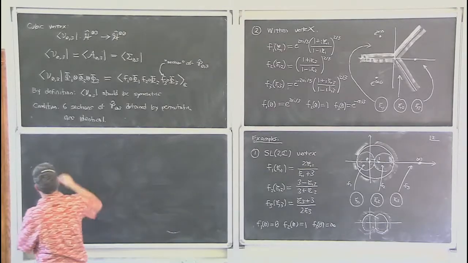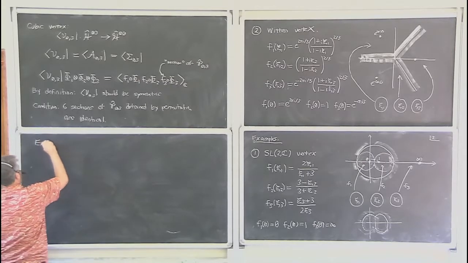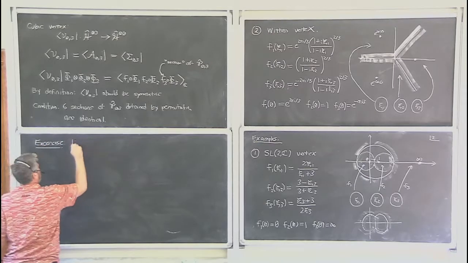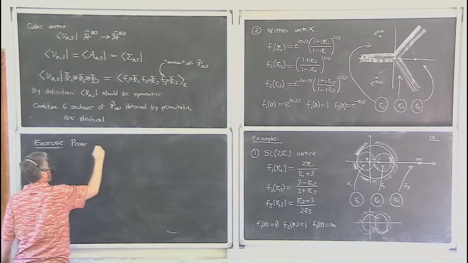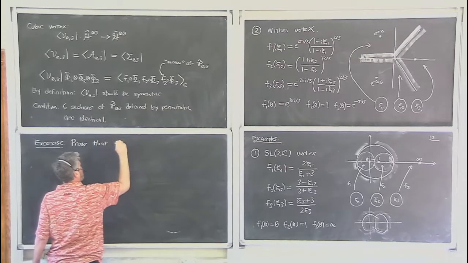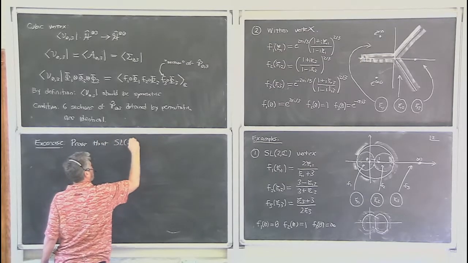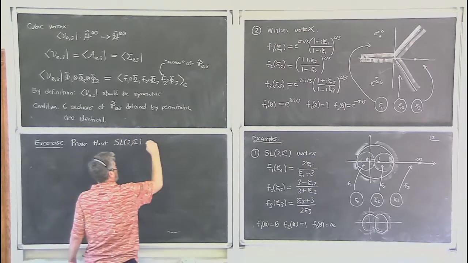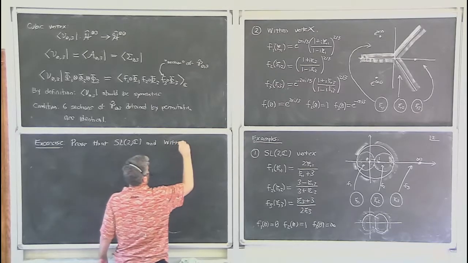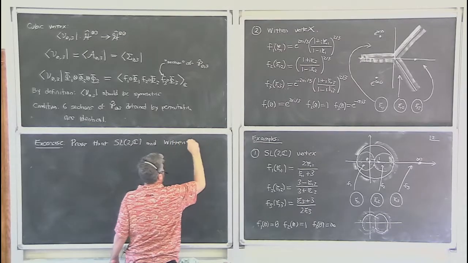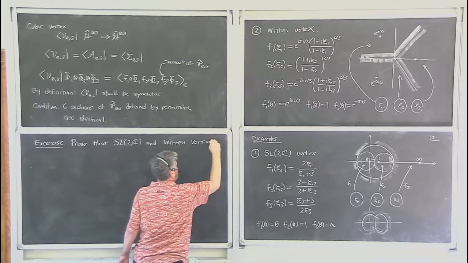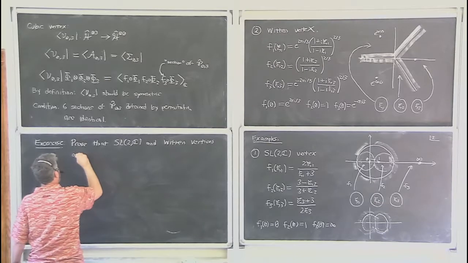So exercise. Prove that SL2C and Witten vertices are completely symmetric.